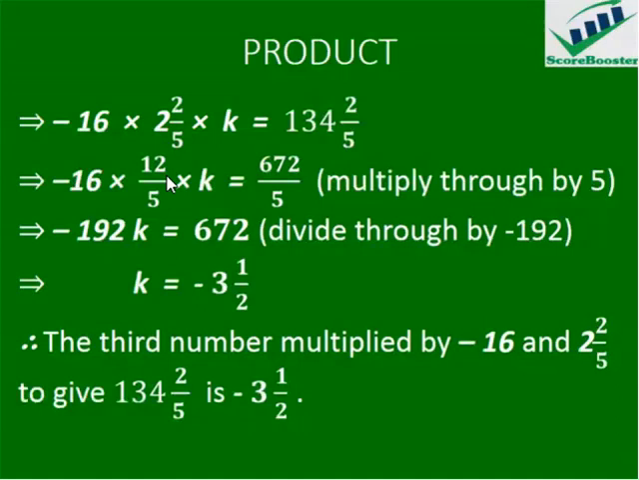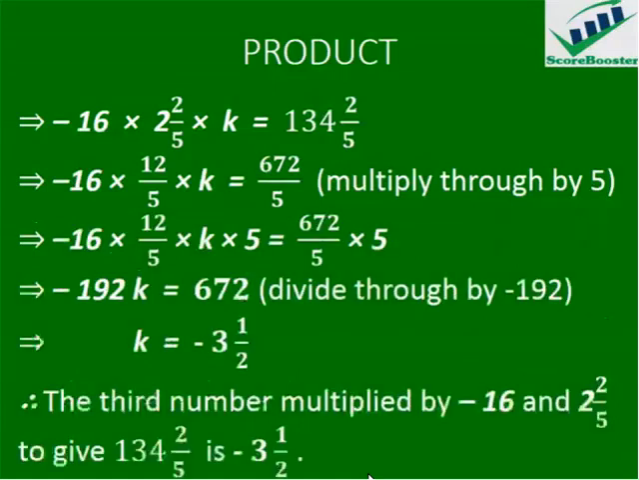And whatever you do to this side, you also do it to this side. So what you are going to do here is what? We multiply this side and this side by 5. So when you multiply this side by 5, now we multiply this side and this side by 5.